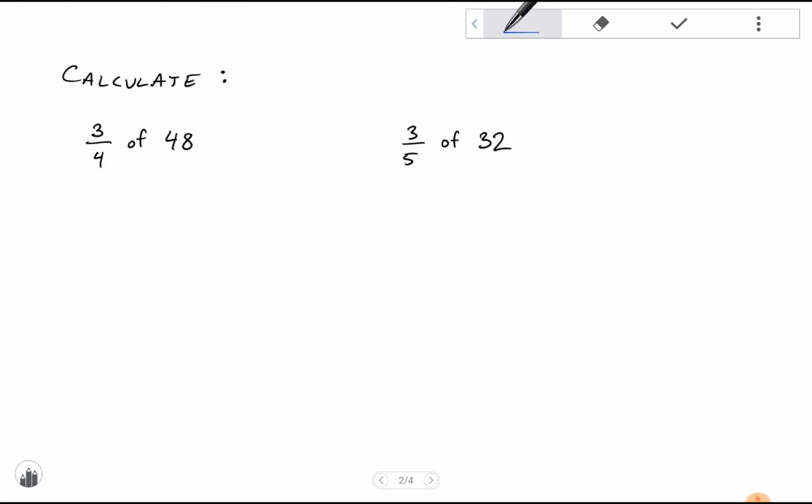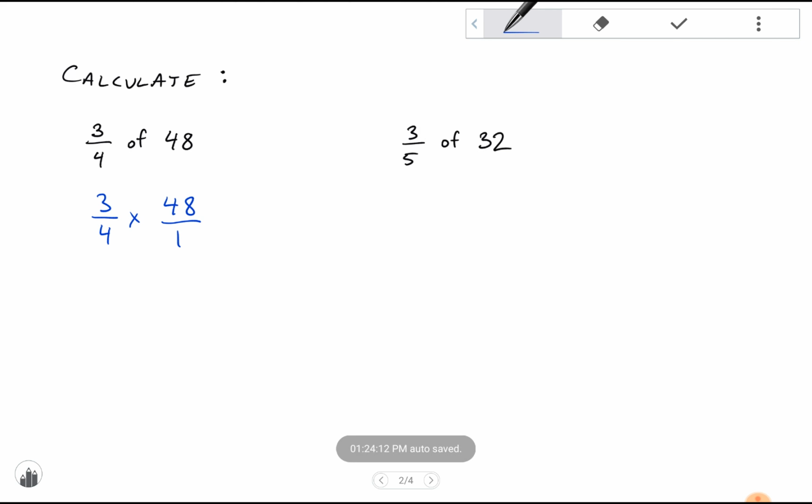Let's calculate 3/4 of 48. In this case, of simply means that we can take the fraction and multiply it by this number. So 3/4 of 48, we can figure out by doing 3/4 times 48. And 48, we can write that as 48 over 1, if we want to, right? 48 divided by 1 is 48.